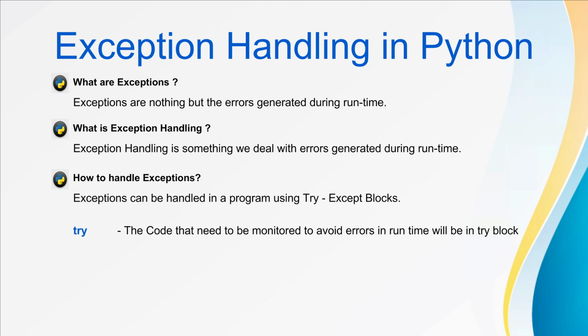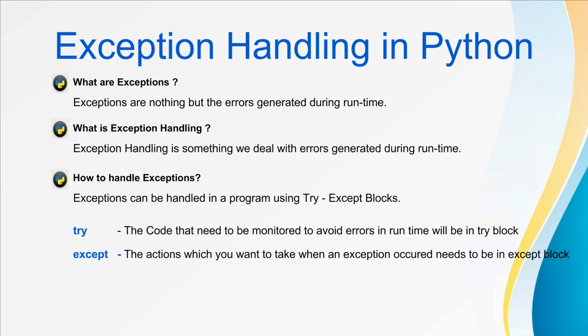Try block. The code that needs to be monitored should go to the try block. If any exception occurs during runtime, those exceptions will get caught and thrown to the except block. Except block. The exceptions which are caught in the try block will be caught in the except block, where we handle the exceptions in a proper way.